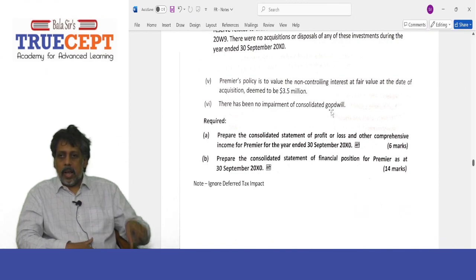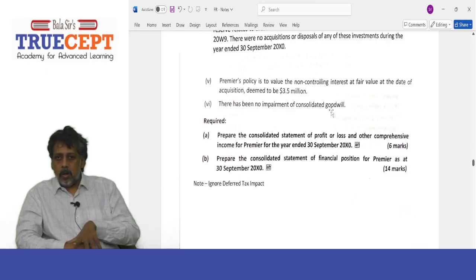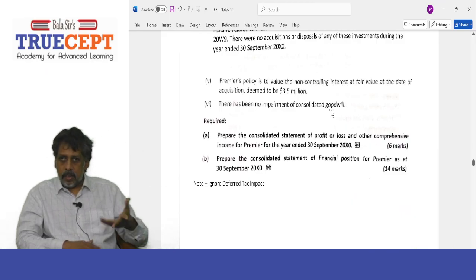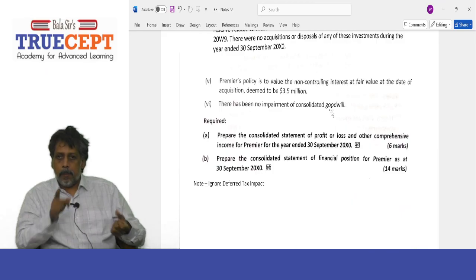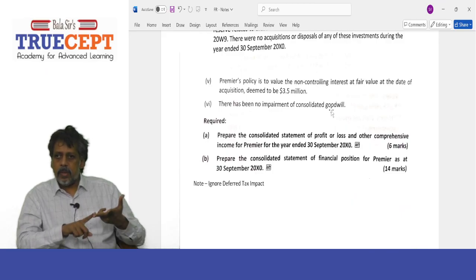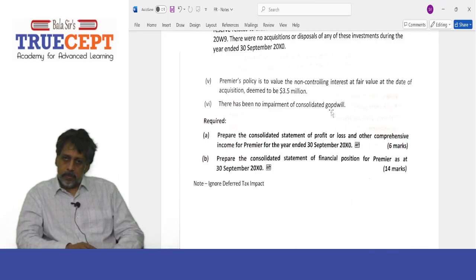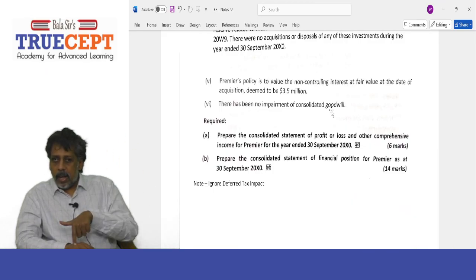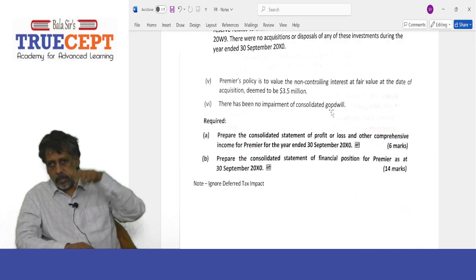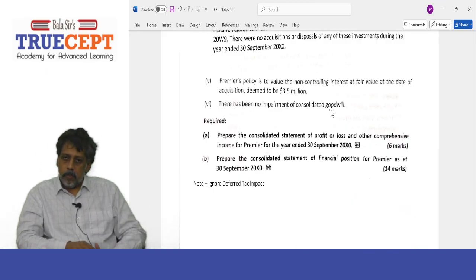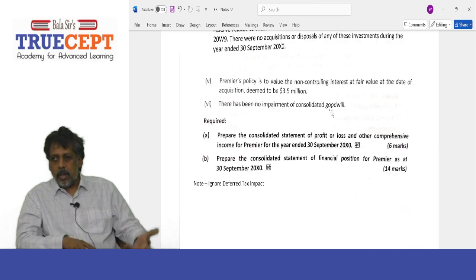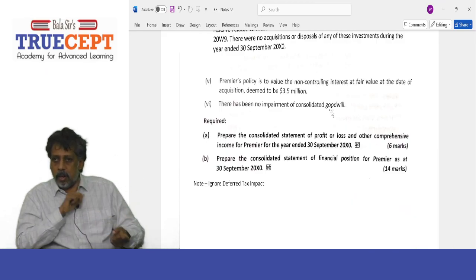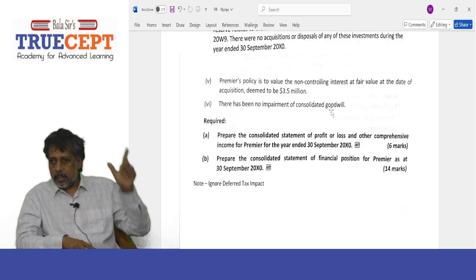So remember, as per IND AS 103, the acquirer, that is the holding company, in this case the parent entity Premier, has a choice to value the non-controlling interest either at proportionate net assets or at fair value. But here I have chosen the fair value approach. I decided to value the non-controlling interest at its fair value.